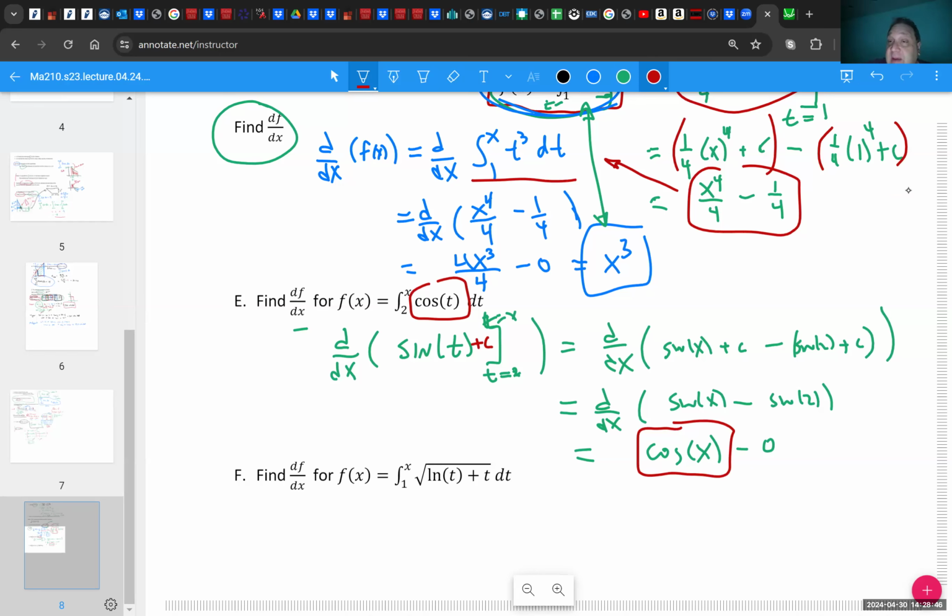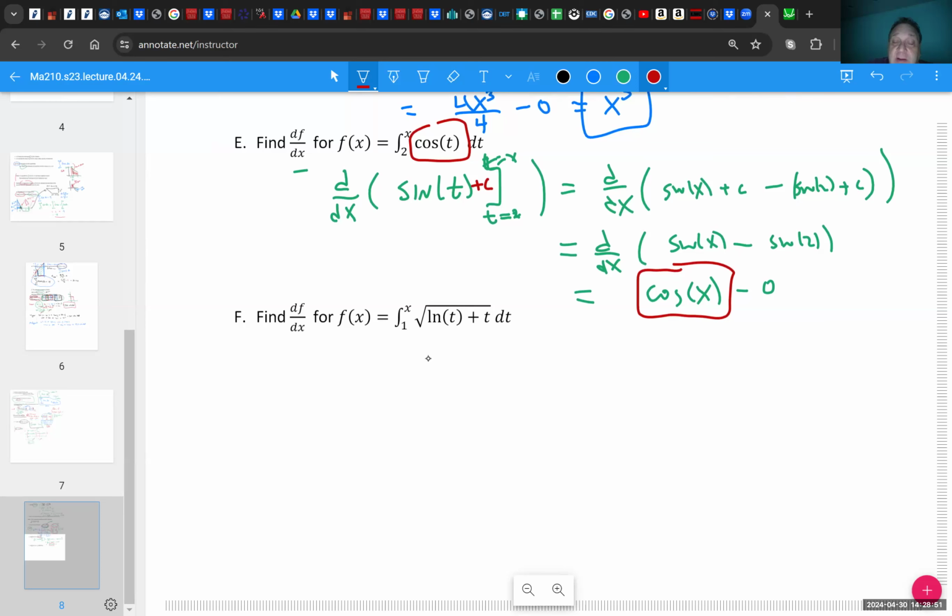All right, with that said, the last example I have for you in this video looks way more complicated. So I'm trying to find the derivative of this function. And the function is written as this integral.